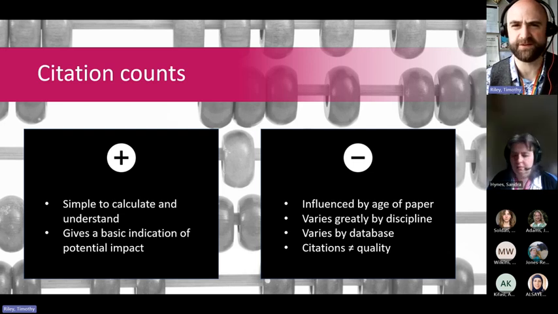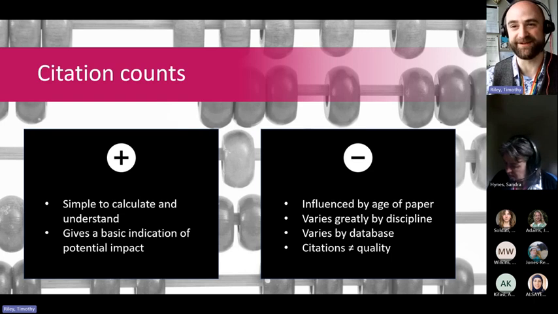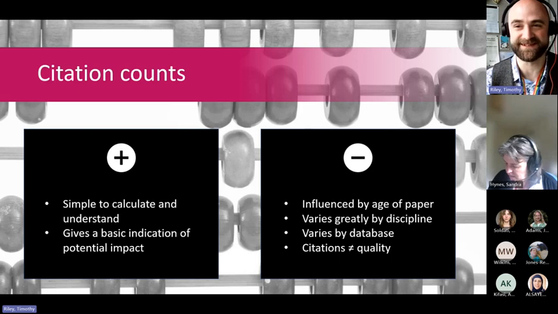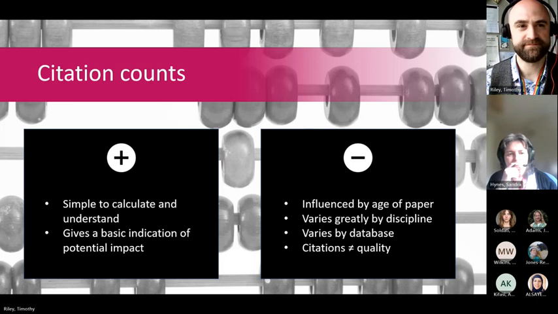And Google Scholar is quite notorious for having much higher citation counts than other databases. So if researchers want to make themselves look more impactful, they can give their citation count from Google Scholar rather than from something like Scopus, because it's a bigger number. So yeah, various downsides potentially there with citation counts.